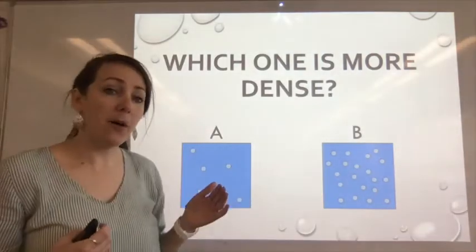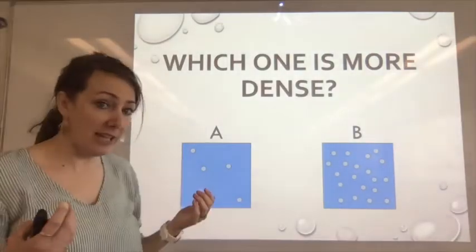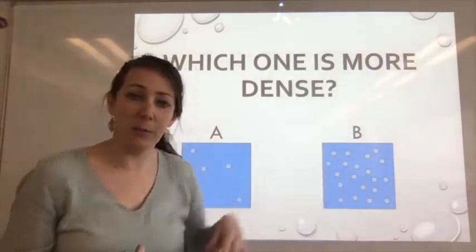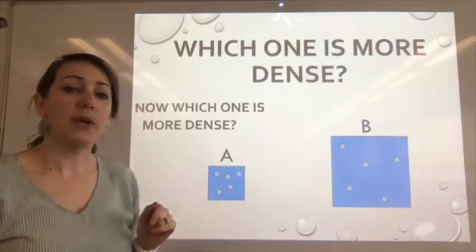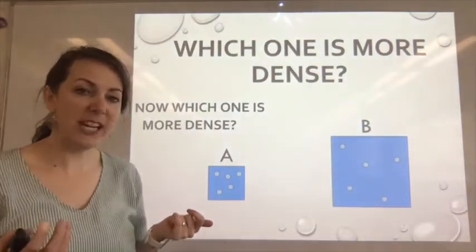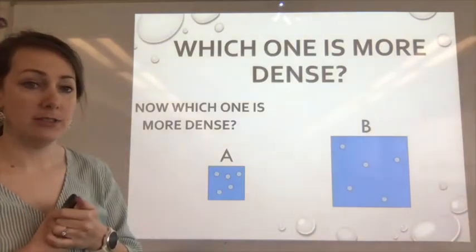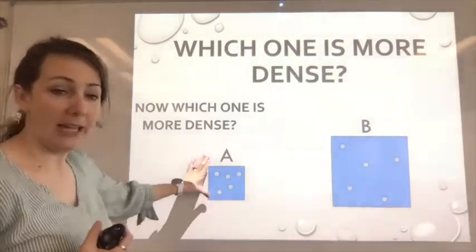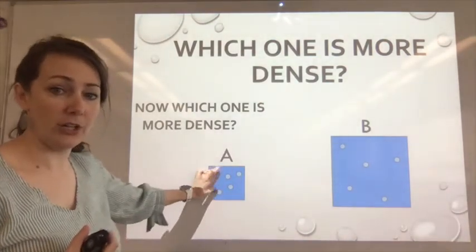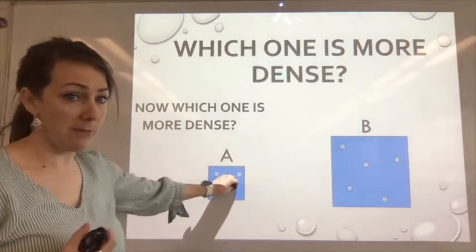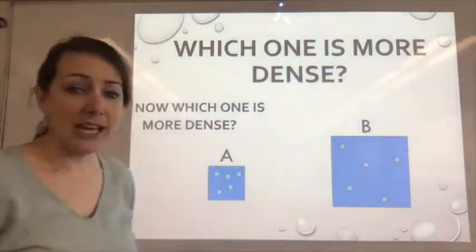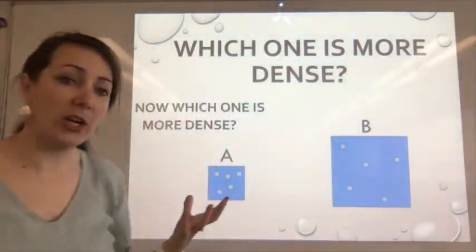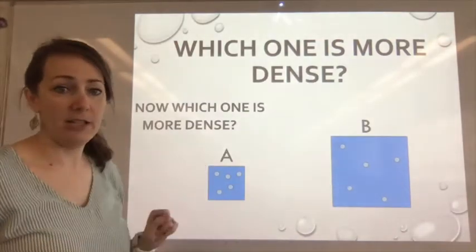It's like being at the mall on a Monday morning as opposed to a Saturday night. Monday morning, you just have a couple people shopping. Saturday night, everyone and their brother is at the mall. So now which one is more dense? We've changed the shape of the container. The answer to this one is A. A is more dense. It is a smaller container with particles that are more closely packed together. In B, we have the same number of particles and they're more spread out in a bigger area.